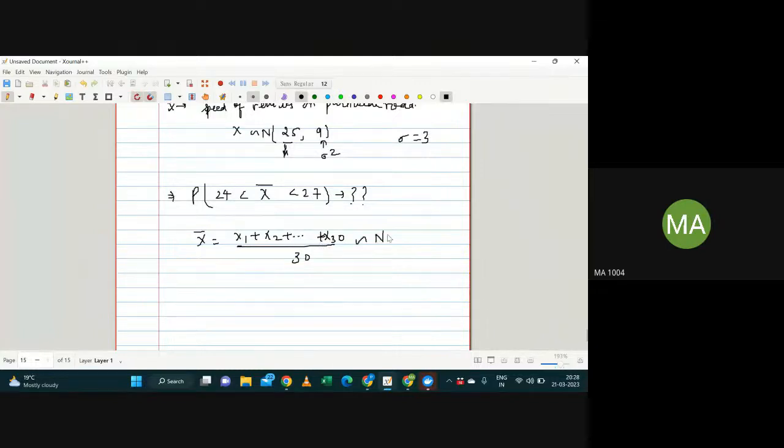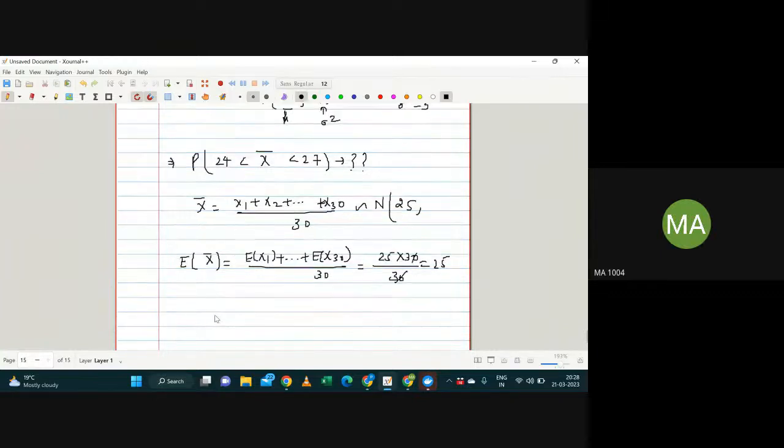So what will be the mean of this, the expected value of x bar? It is 25 times 30 divided by 30. Correct. See, all are IID, so 25 times 30 divided by 30. So I got 25, right? So the mean of this is 25.